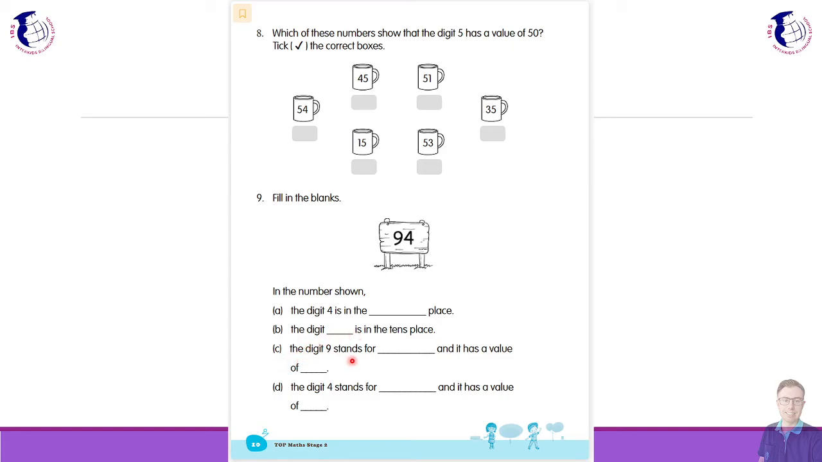The digit 9 stands for something, and it has a value of something. So it wants to know how many of tens or ones the 9 stands for, and how many of them it stands for.